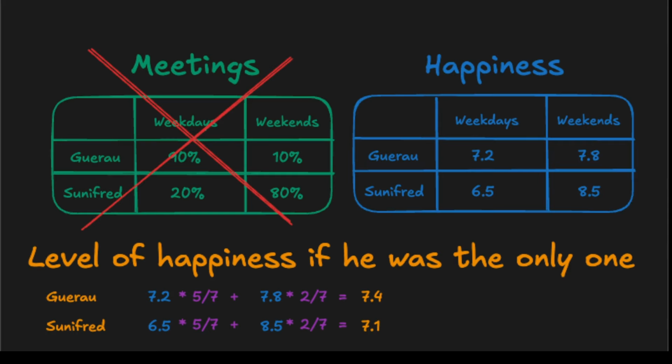Notice how different conclusions are from the first analysis to the second. In the first one, Sunifred was the one, while in the second one, Guerau is the chosen one, which are totally opposed. This situation is called Simpson's paradox, and it happens from time to time. To summarize, it seems that if she plans to stay with only one, Guerau should be the chosen.